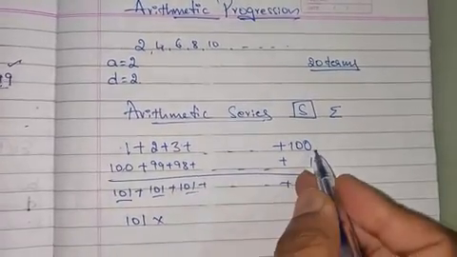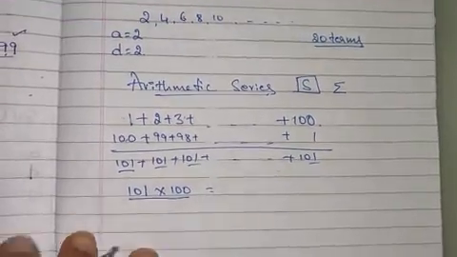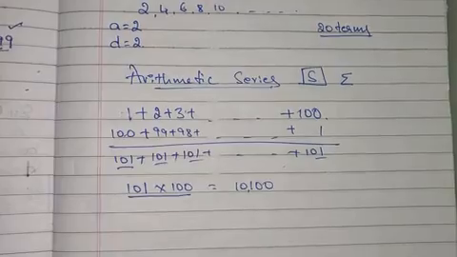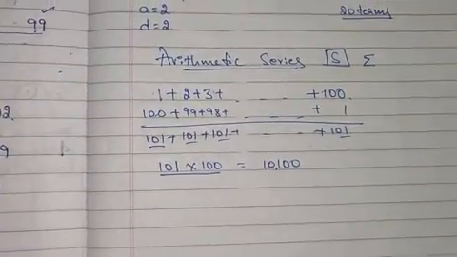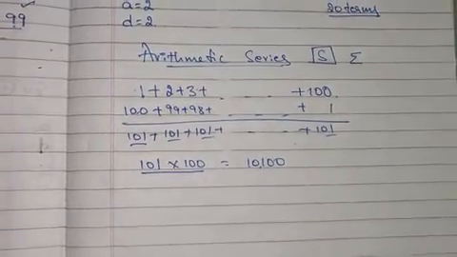Total how many numbers are there? 100. So when we multiply 101 into 100, what do we get? 10,100. Isn't it simple? So can we generalize it in the form of arithmetic progression? Yes, let us see how we can find.